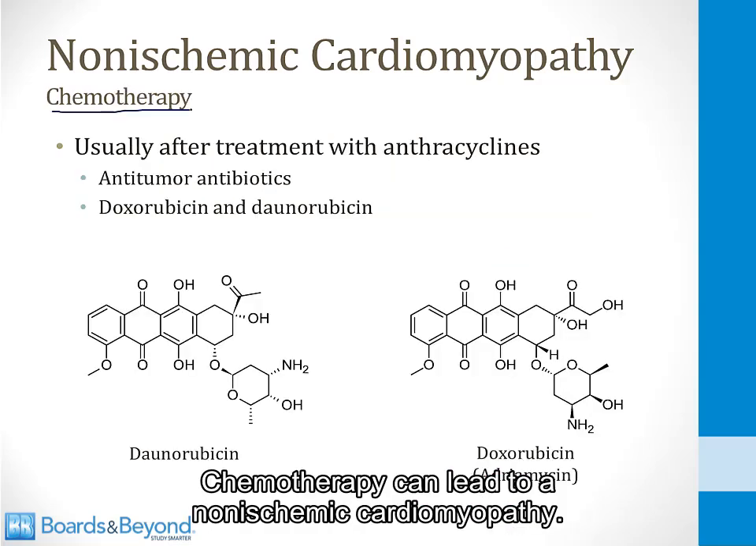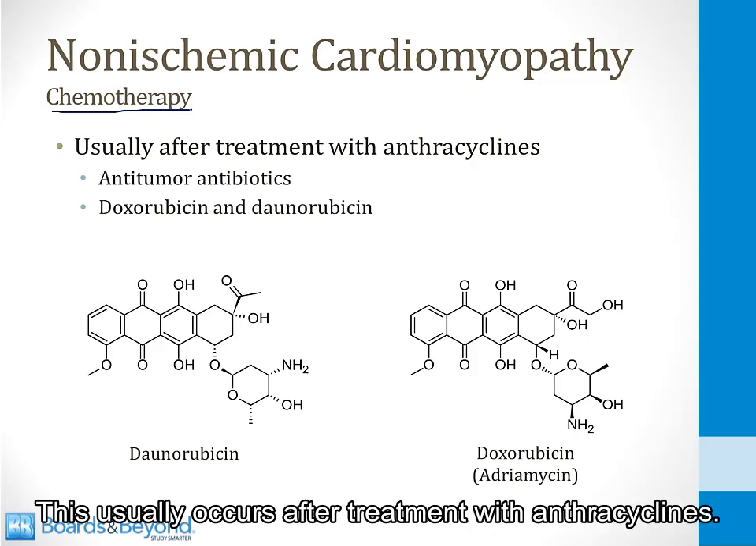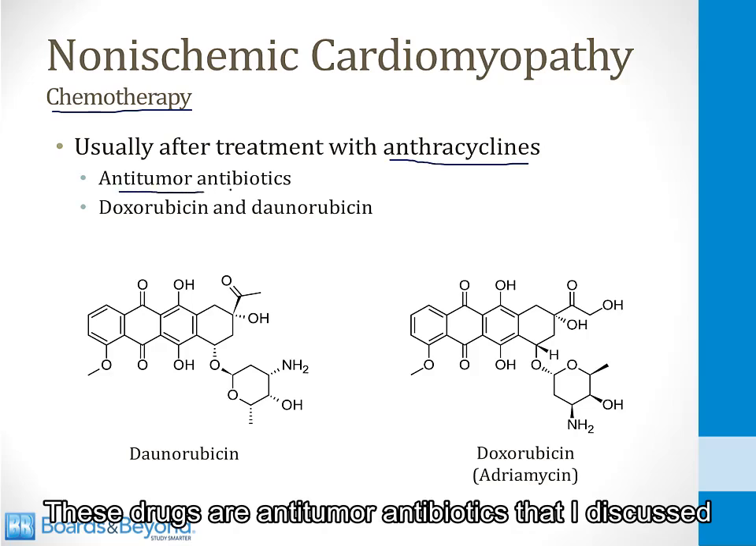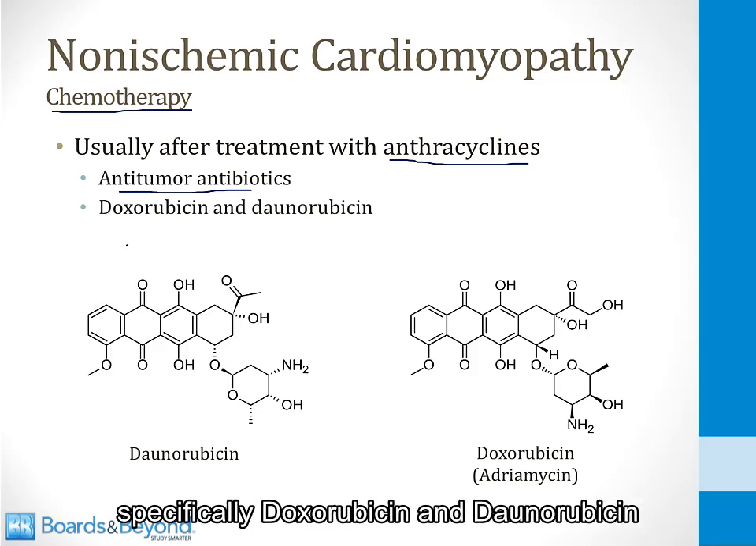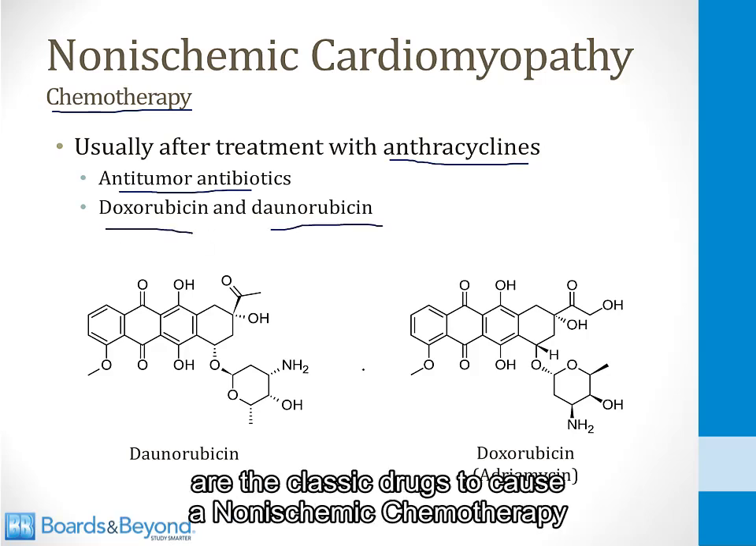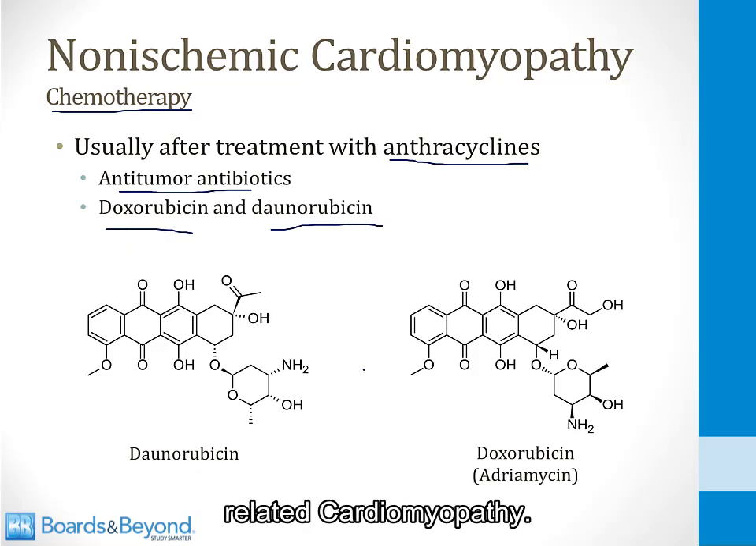Chemotherapy can lead to a non-ischemic cardiomyopathy. This usually occurs after treatment with anthracyclines. These drugs are anti-tumor antibiotics that I discuss in detail in the hematology section. Specifically, doxorubicin and daunorubicin are the classic drugs to cause a non-ischemic chemotherapy-related cardiomyopathy.